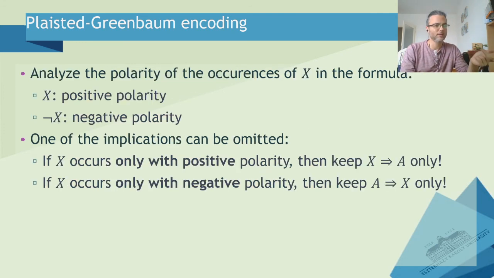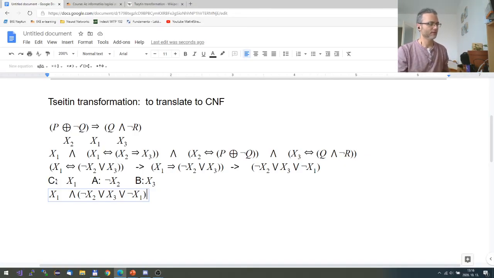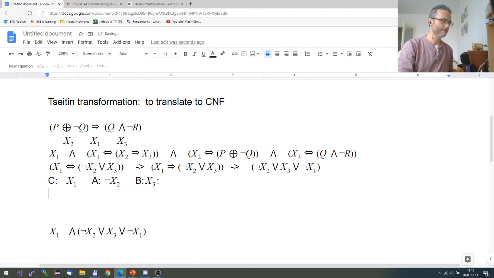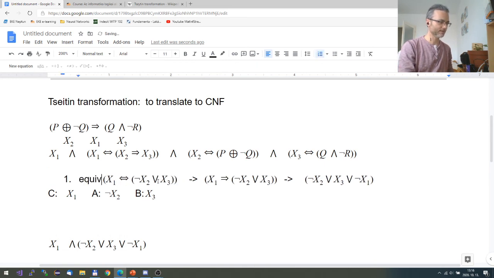And actually it comes for free. It doesn't really require too much to do. You just check the formula so far and you check the polarity of variables. Okay, let me continue. Okay, so here is the next equivalence. So sorry. So this was the first equivalence.